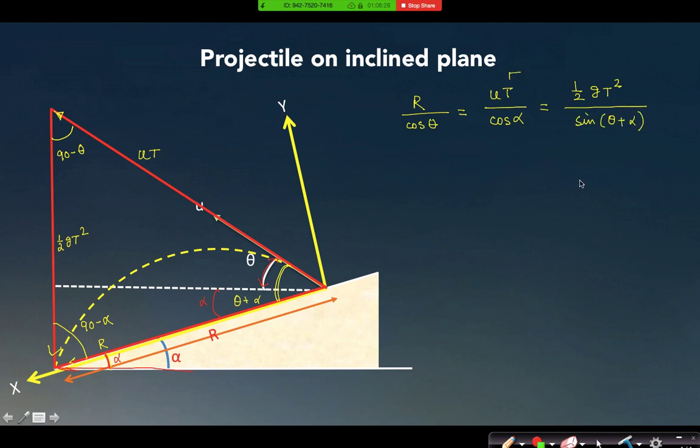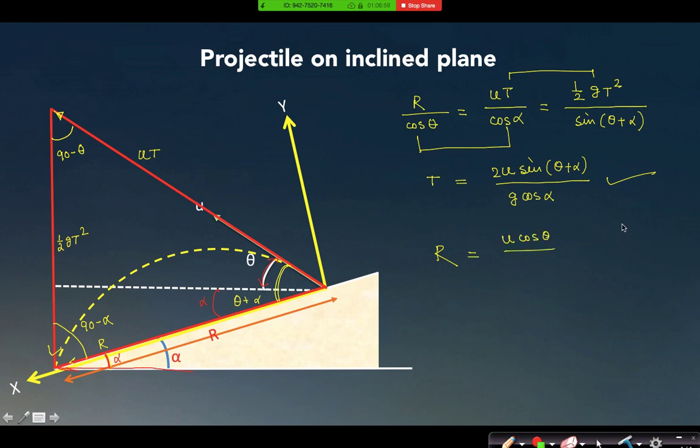So by equating this to 1, I will get the time of flight. You will get it is 2u sine theta plus alpha divided by g cos alpha. I think you have got this one. And by using the same time here, we will find the range. By equating this to, I will find the range. So that is equal to u cos theta by cos alpha into the time of flight, 2u sine theta plus alpha.